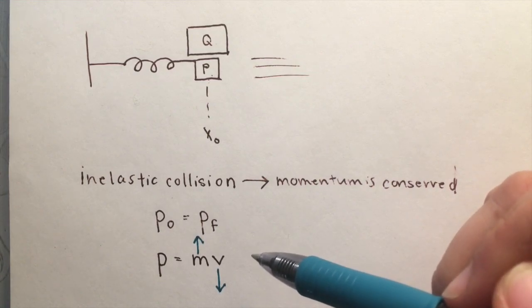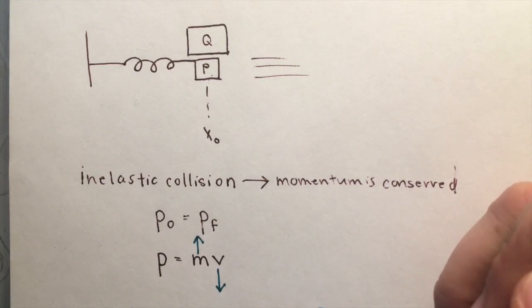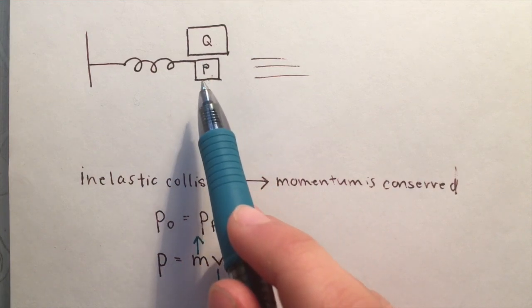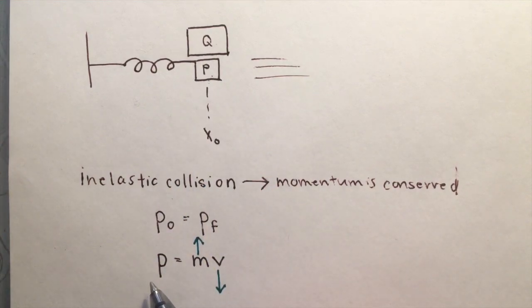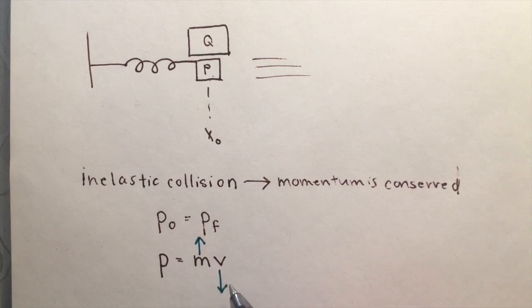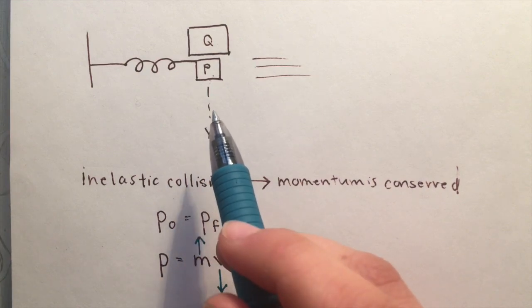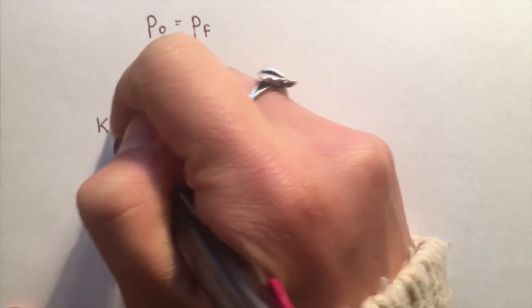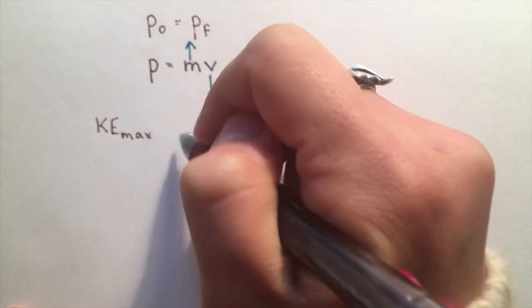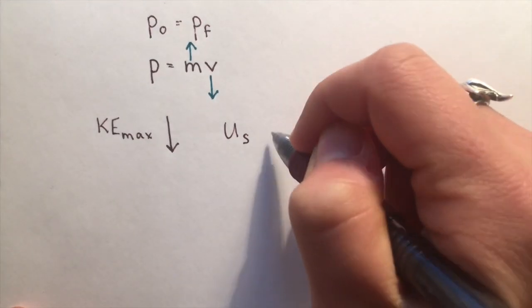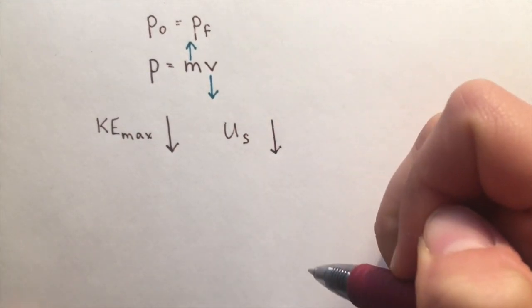That means that the maximum kinetic energy of the system just went down. That is because block Q added mass to the system. So, to conserve momentum, the velocity had to go down, which now means that the maximum kinetic energy of the system just went down. The maximum kinetic energy went down. That means that the maximum spring potential energy also goes down.